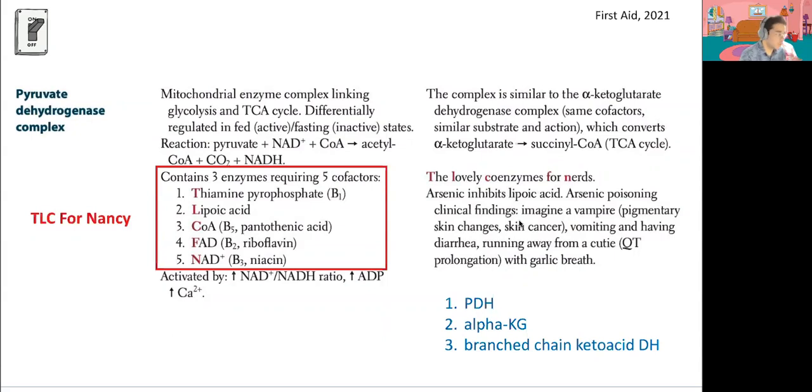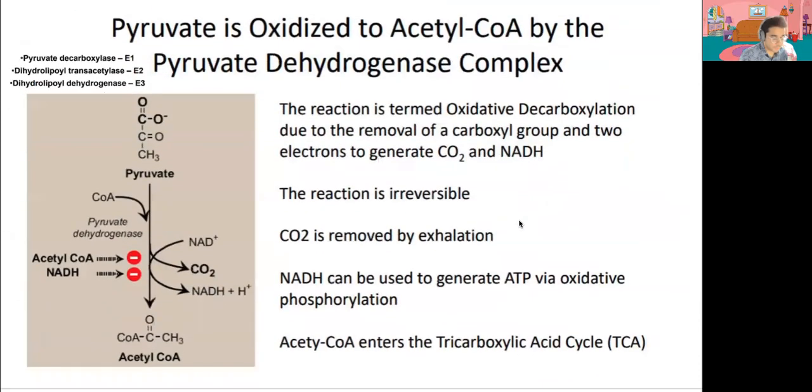Thiamine pyrophosphate, or B1. Lipoic acid, CoA, and then FAD and NADH are all ones to keep in mind and memorize, because they love asking any versions of these names. There are a couple of mnemonics floating around. Feel free to drop it in the chat. Just keep it rock solid. And the dirtier the mnemonic, the better it is to keep it straight.